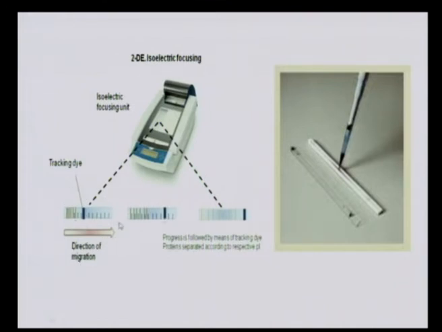The moment you load the sample and run the electrophoresis apparatus, here is the direction of flow: you can see the tracking dye moving towards the bottom. If you go to the last one, the dye has reached the bottom of the strip, and you can see the proteins, the gray bands, have separated. That means as the IEF progresses, the proteins are getting separated based on their IEF values. Okay. So now we will learn something about the application part of the IEF.